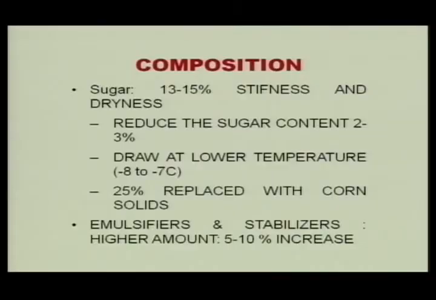Sugar should be in the range of 13 to 15%, then we can select either corn solids or dextrose, whichever it is, it should be selected so that the product is stiff and the required dryness is there. Emulsifier and stabilizers are put in slightly higher quantity, 5 to 10% more, because of the body and characteristics which are required in the softy, right.